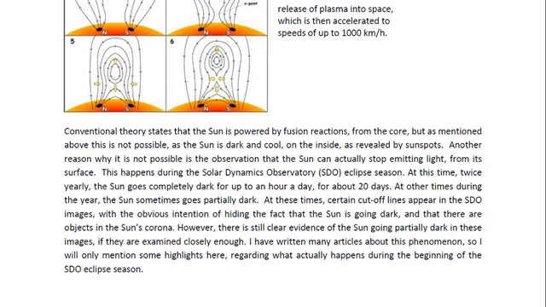And this happens during the Solar Dynamics Observatory eclipse season. So at this time, twice yearly, the sun goes completely dark for up to an hour a day and for about 20 days. However, this does happen at other times, but the sun does not seem to go completely dark at other times. It seems to go partially dark. And this is often hidden by cutoff lines, but if you examine the images carefully, you can still see that the sun has lost light emission.